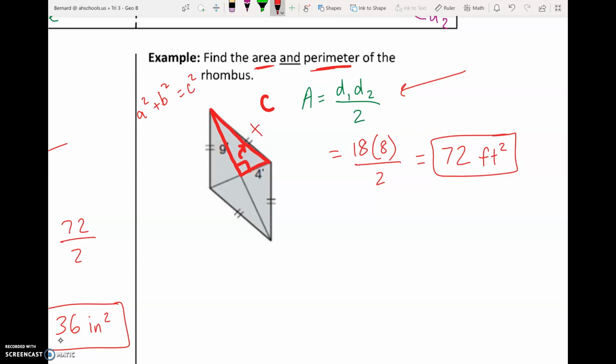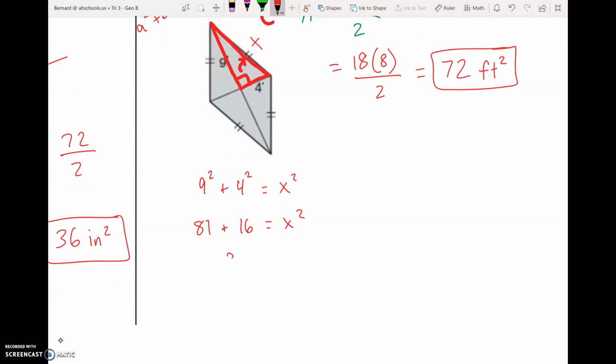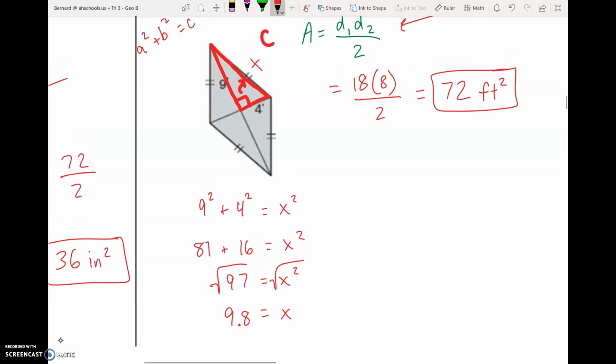So if we call that missing side X and we want to solve for X, we can do 9 squared plus 4 squared, and that will equal X squared. And so let's do that real quick. Let's figure out what X is. 9 squared is 81, 4 squared is 16, and that equals X squared. And let's keep going. Add those together. We get 97 is X squared. So then take the square root of 97, and X is going to be approximately 9.8.